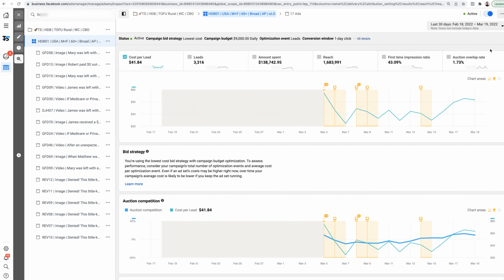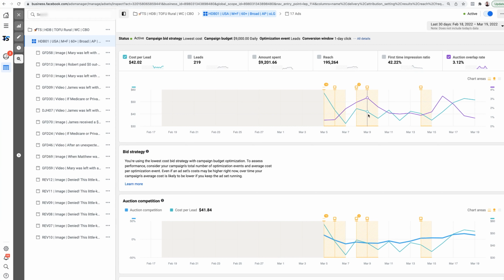Now, let's look at one more thing for you guys, and that's auction overlap rate. So auction overlap is basically the percentage of auction overlap you have within your account. Now, why is that important to understand? Because the more auction overlap you have, the higher your cost per lead will be, or cost per acquisition, cost per purchase. This applies to e-com, this applies to courses, it applies to anything. It's just standard Facebook metrics to understand.